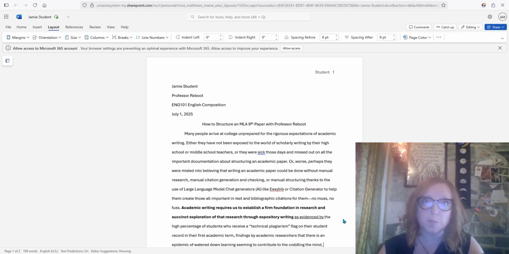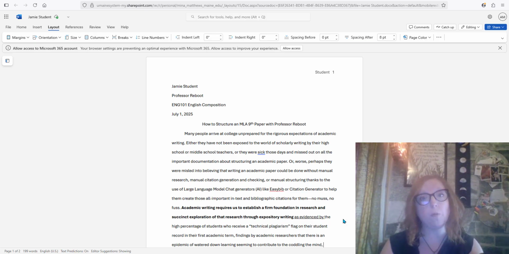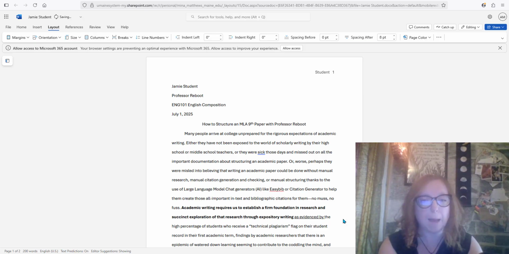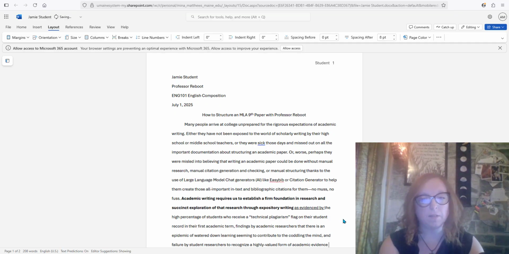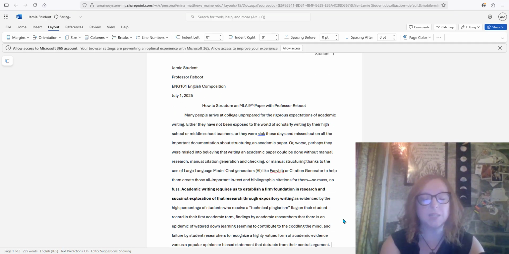Now I want to make my last point, because remember these points here are just a summary of what will be paragraphs that support my overall argument in the construction of my paper. So the last point I will make in my thesis map will be, and finally, the last part of the map will be the failure of student researchers to recognize a highly valued form of academic evidence versus a popular opinion or biased statement that detracts from their central argument.